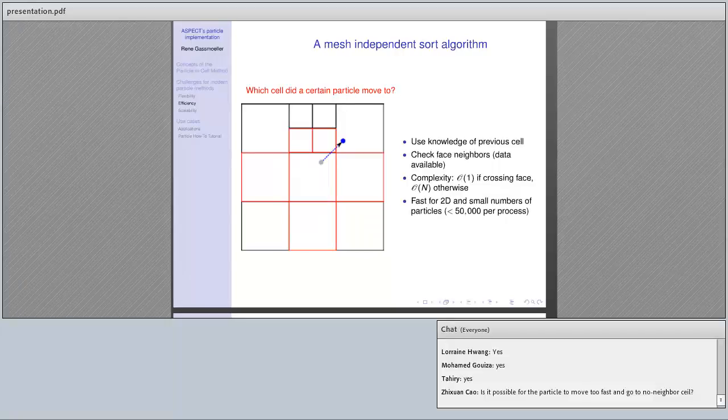We can first check which of the vertices of the old cell is the closest one to the particle, which would be the upper right corner of the old cell.